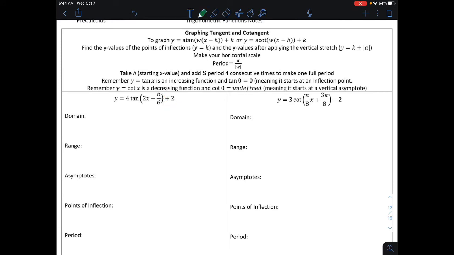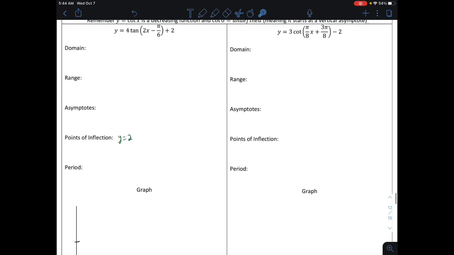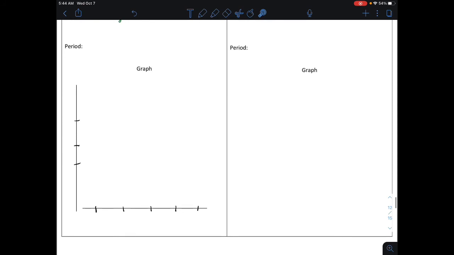They happen at y equals 2. So my points of inflection are going to be at y equals 2. And then we know what our vertical stretch factor is. Our vertical stretch factor is 4. So I'm going to go to my vertical scale, and I'm automatically going to put 2 in the middle. And then I'm going to add 4 to it, which makes 6, and subtract 4 from it, which makes -2. And then I'm going to put this right here on my graph.